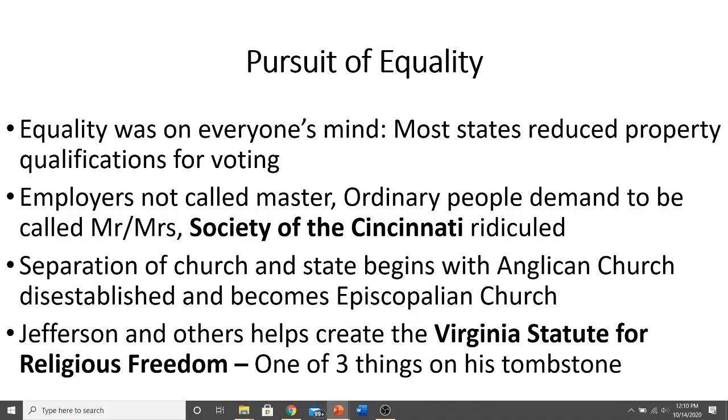Separation of church and state also became quite popular. It begins with the Anglican Church being disestablished because that was a prop of kingly authority. And so they removed the idea of the Anglican Church and quit paying their taxes to help keep it up.